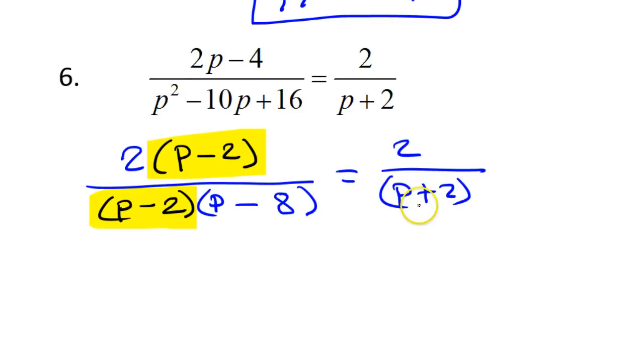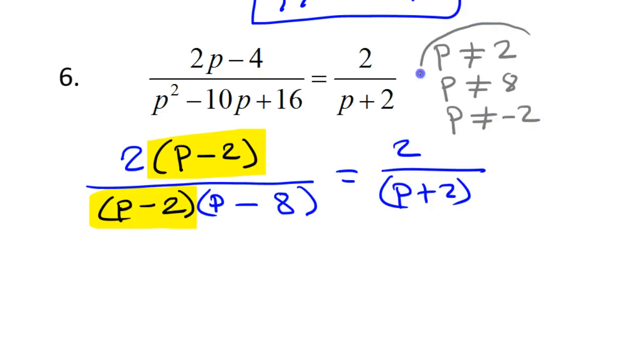So look at these 3 factors in the denominator. If I set this equal to 0, I'm going to know that p cannot equal 2. If I set p minus 8 equal to 0 and solve, that tells me that p cannot equal 8. And if I set p plus 2 equal to 0 and solve, that tells me that p cannot equal negative 2. So these are the excluded values, or restrictions. So watch out for that. Make sure that none of your answers turn out to be any of these.